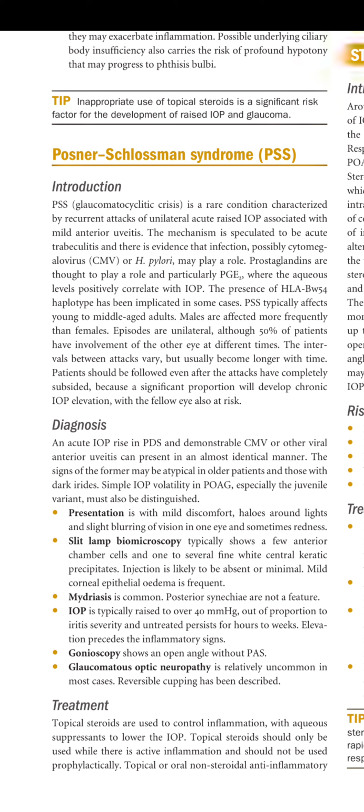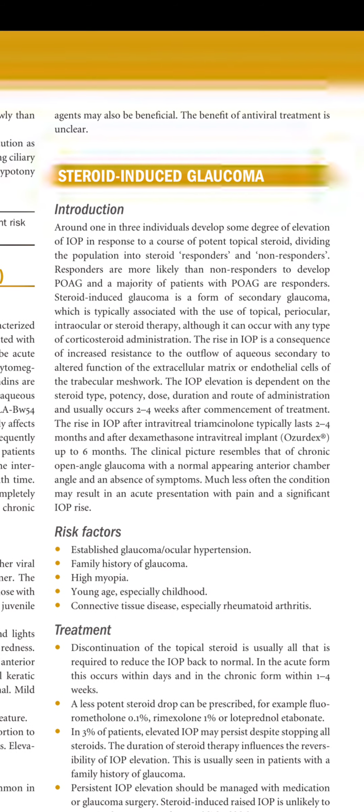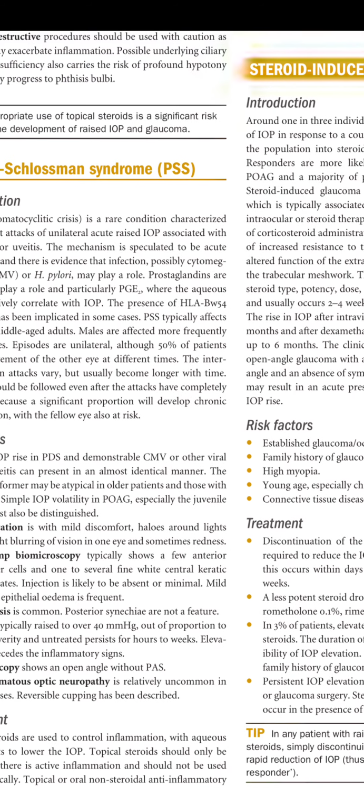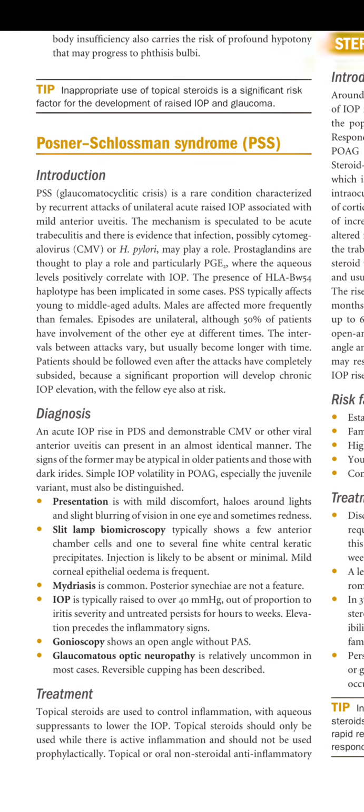Treatment: topical steroids are used to control inflammation, with aqueous suppressants to lower the IOP. Topical steroids should only be used when there is active inflammation and should not be used prophylactically. Topical or oral non-steroidal anti-inflammatory agents may also be helpful. The benefit of antiviral treatment is unclear. So basically, to control inflammation, steroids are used, and to lower the IOP, aqueous suppressants are used.